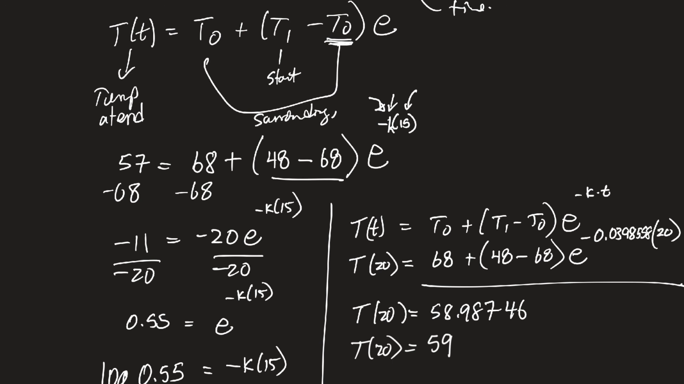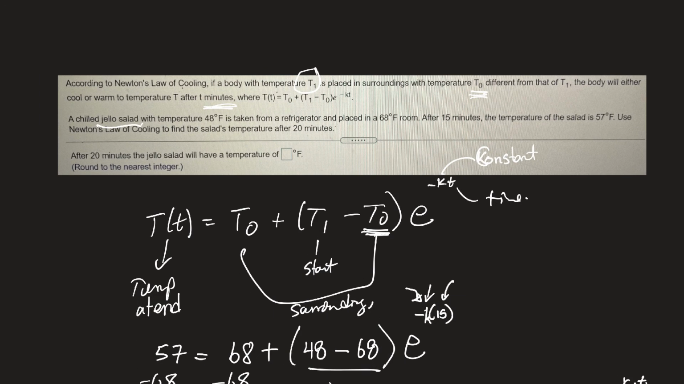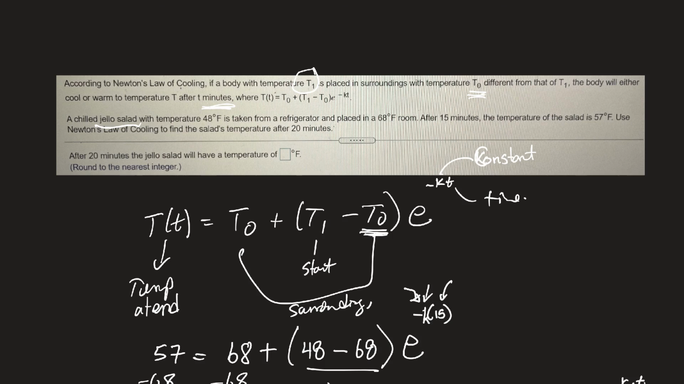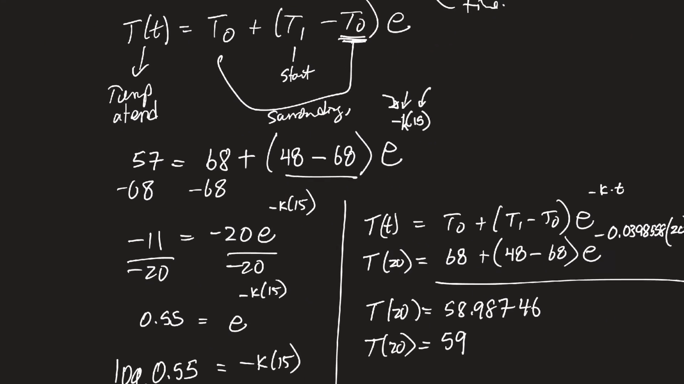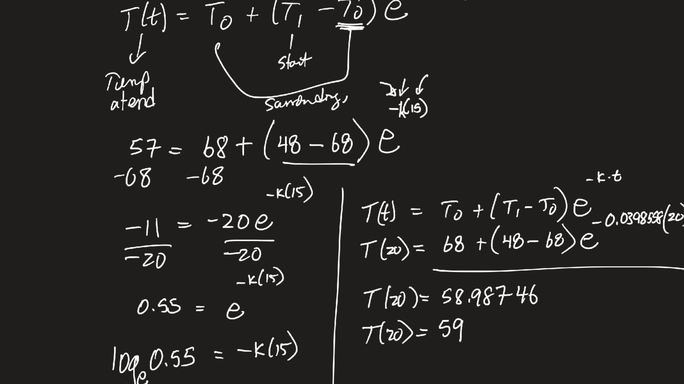So the jello would have started at 48 degrees. You leave it out for 15 minutes, and it got up to 57. So if you leave it a little longer, another 5 minutes, 20 minutes, the temperature has gone up another 2 degrees. Okay, that's a good, tough question.